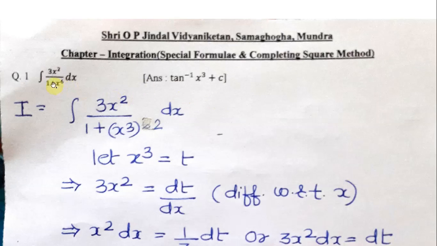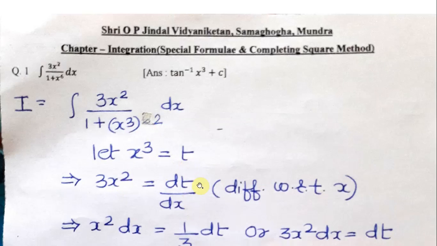The first question given here is the integration of 3x square dx upon 1 plus x to the power 6. The same question is written here, with only one change: I have split x to the power 6 into two parts, power 3 inside and 2 outside. Because x cube I am going to take as t. If x cube is t and I differentiate with respect to x, the differentiation of x cube is 3x square, as you know, and the differentiation of t is dt upon dx.